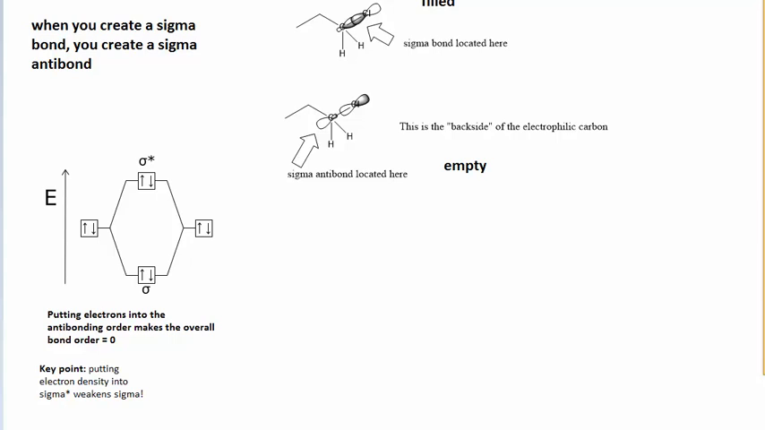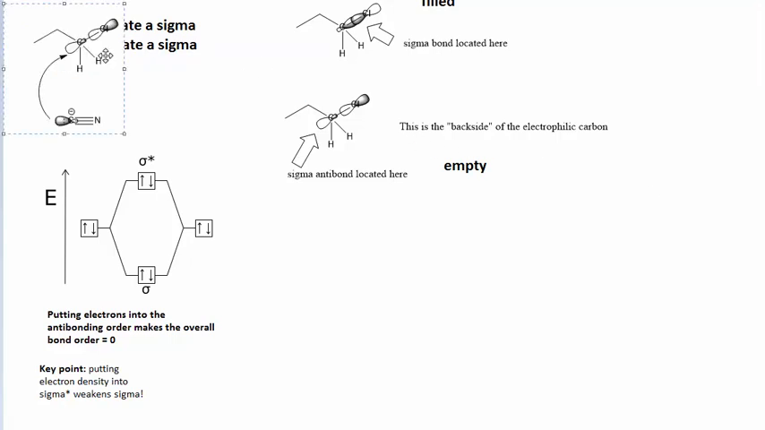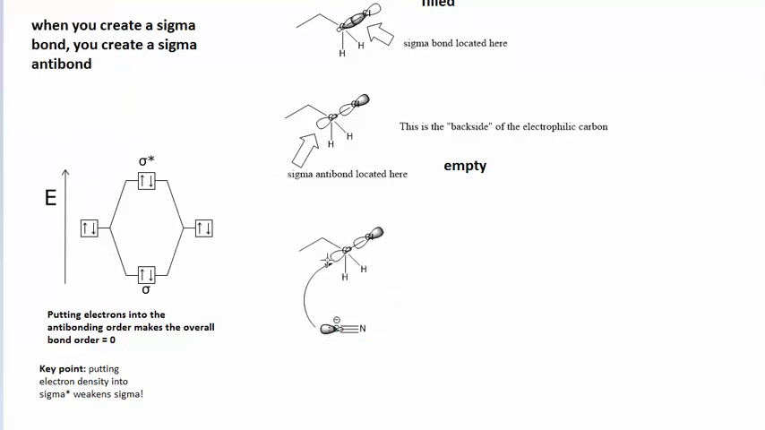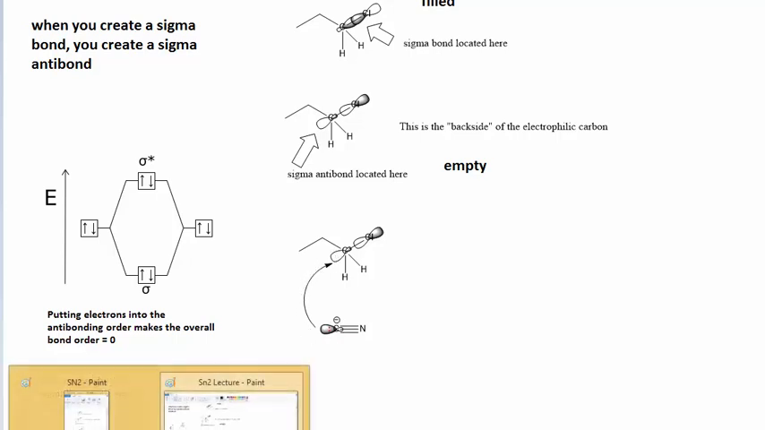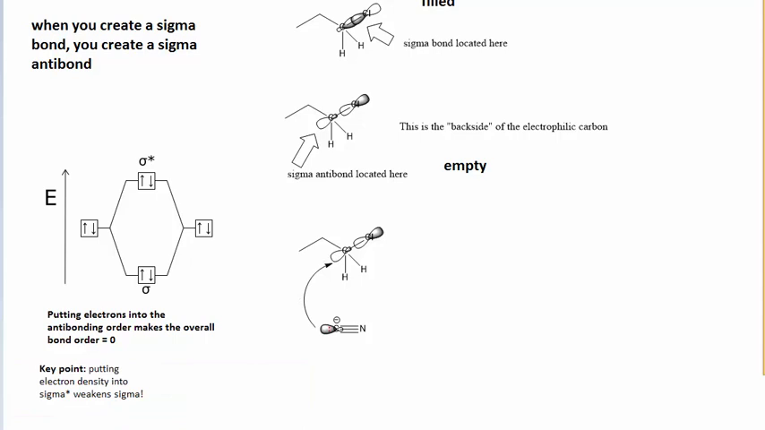Well, let's say here is our electrophile, once again, with the antibonding orbital drawn in, and here's our nucleophile, which has a lone pair located in this sp orbital, and then it has the ability to donate electron density into the antibonding orbital. What that will do is significantly weaken the sigma bond.